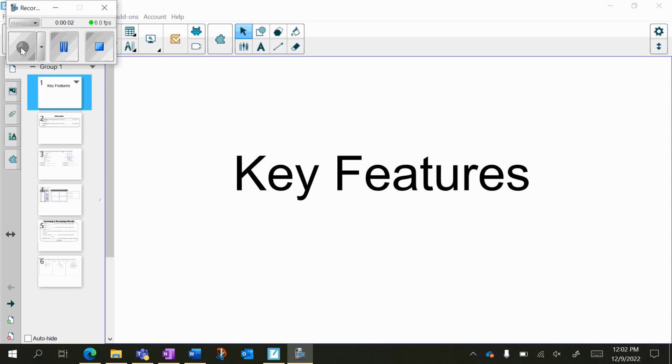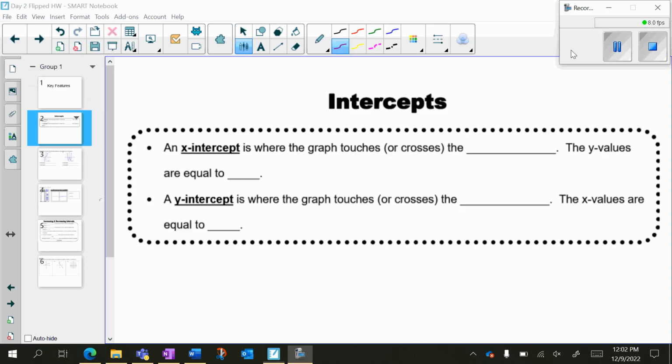Hi everyone, in this video we're going to be discussing key features of functions. The first feature is intercepts. An x-intercept is where the graph touches or crosses the x-axis.